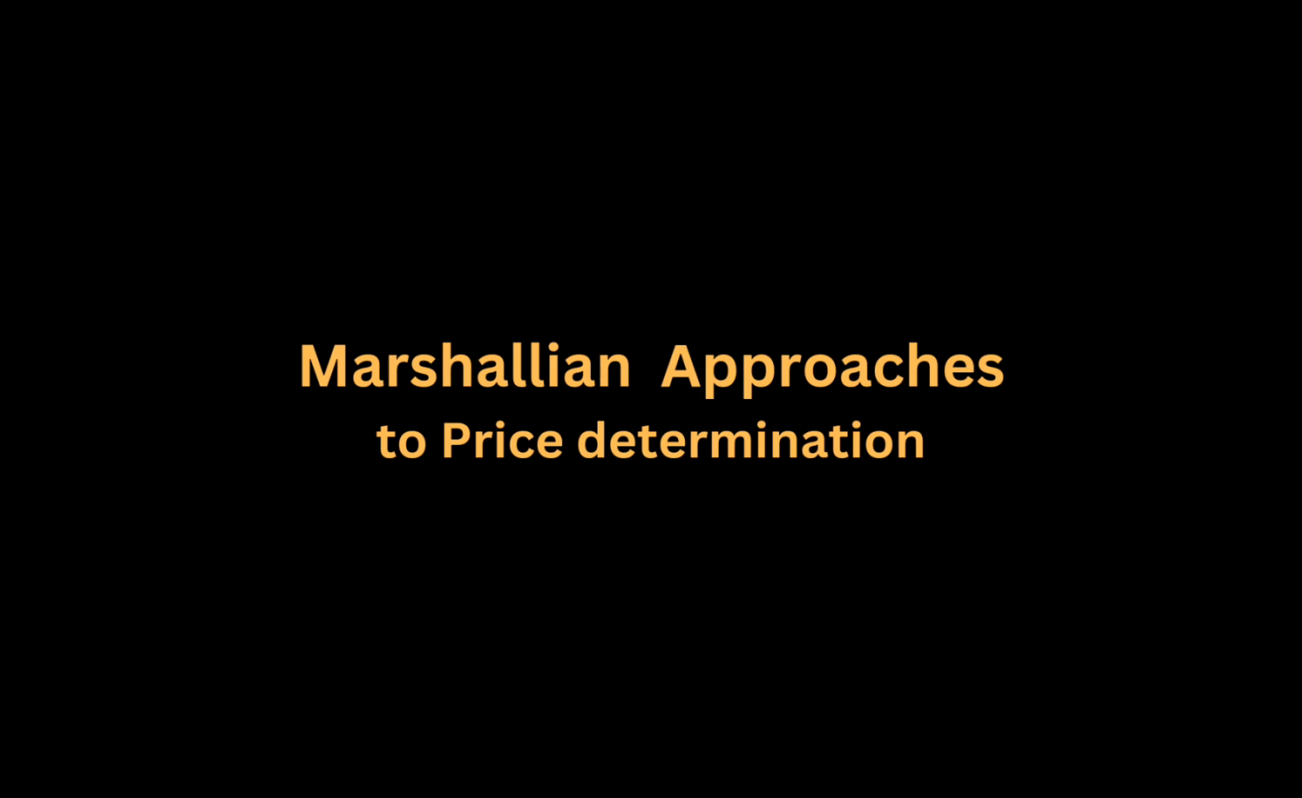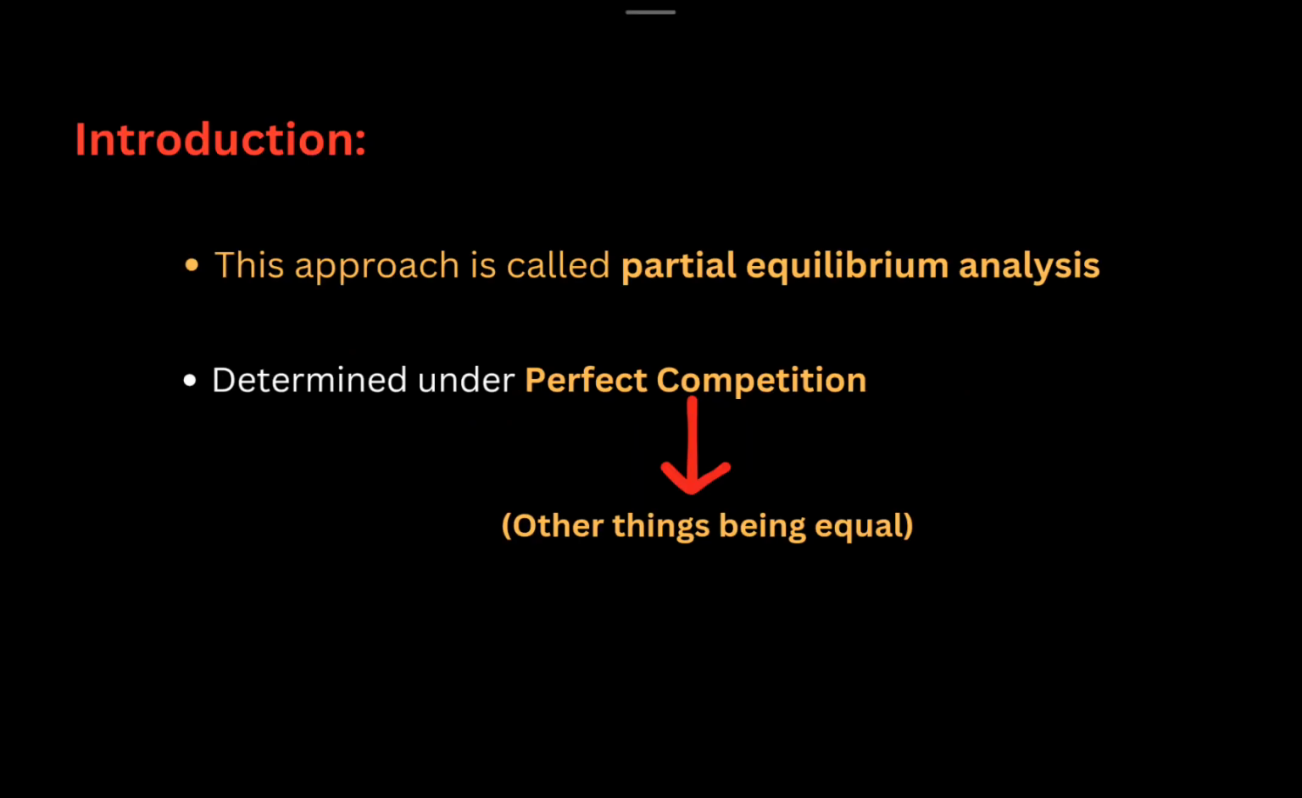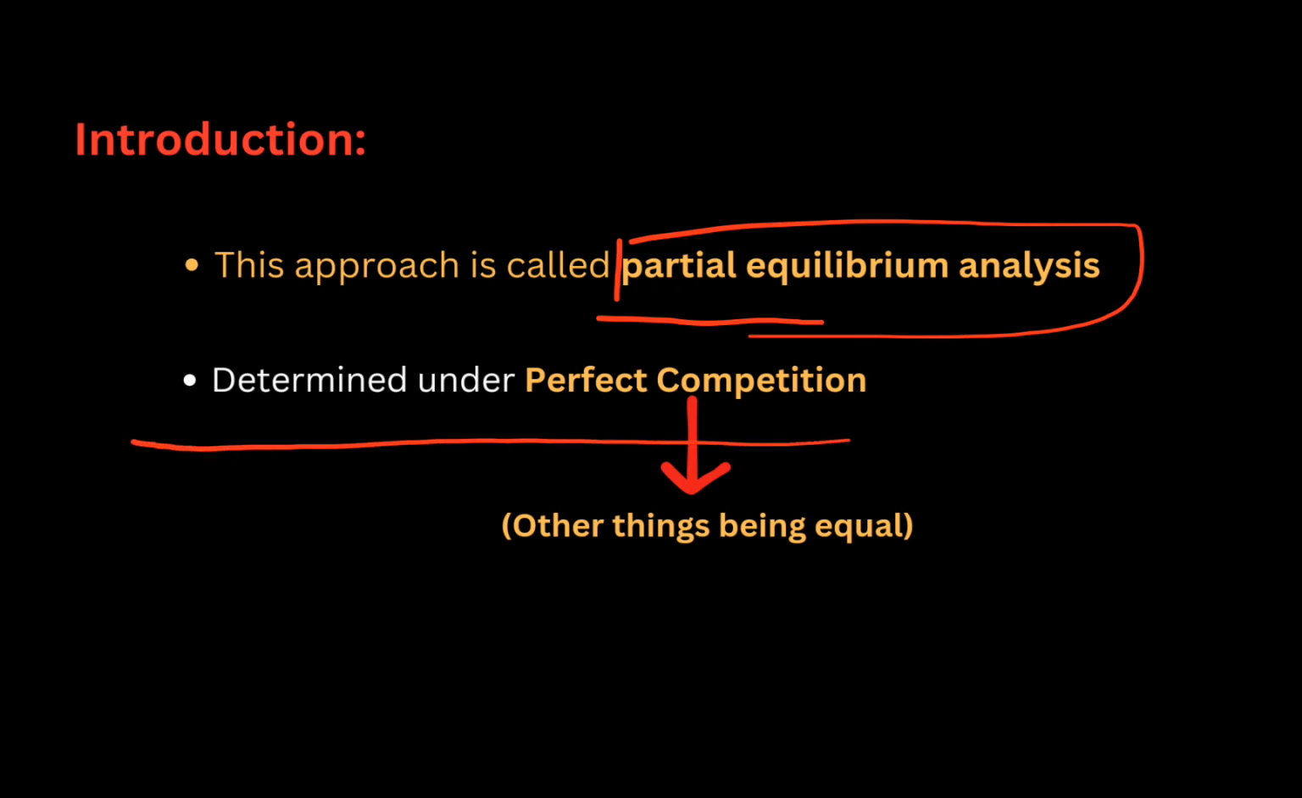Today we are going to see about the Marshallian approach to price determination. Introduction. This approach is called partial equilibrium analysis. Partial means approaching with a single commodity, not with every commodity and every factor in the market. This approach is determined under perfect competition, which is like an imaginary market for today's market trend.